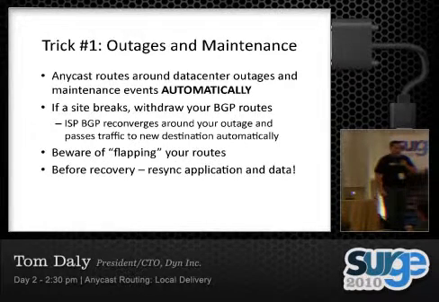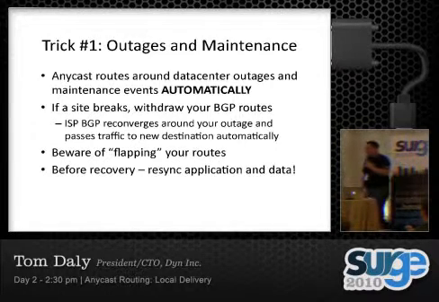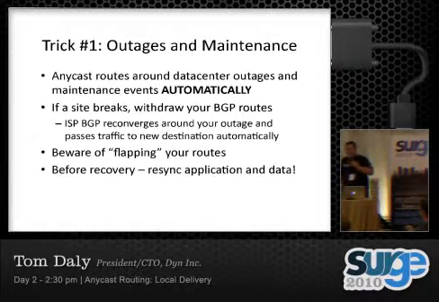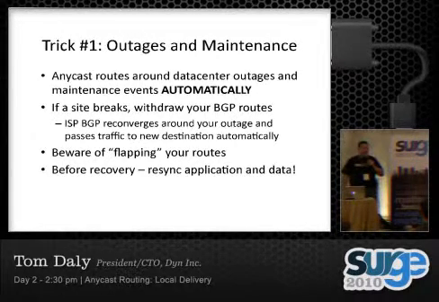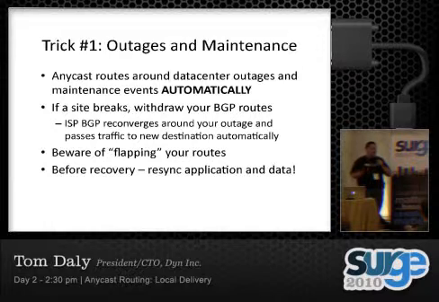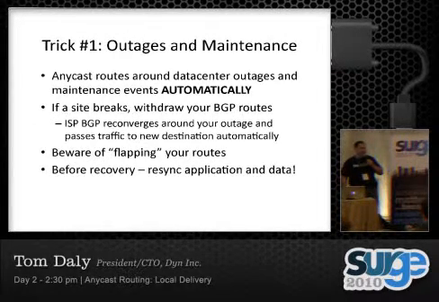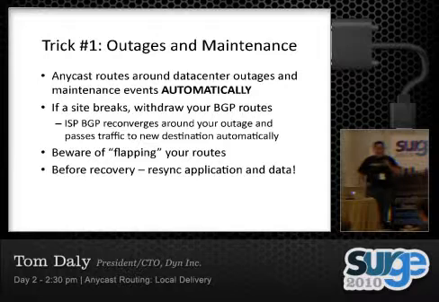Let's talk about outages and maintenance. Anycast allows you to route around outages and maintenance in a very elegant way in a somewhat automated fashion. So in an Anycast cloud, if your site breaks, if one site out of 2 or one site out of 10 breaks, just withdraw your routes. All of a sudden, your upstream ISPs, all your peers will say, well, that path isn't valid anymore. I'm going to invalidate that path, and I'm going to find the next best possible path. Make sure you don't flap your route.